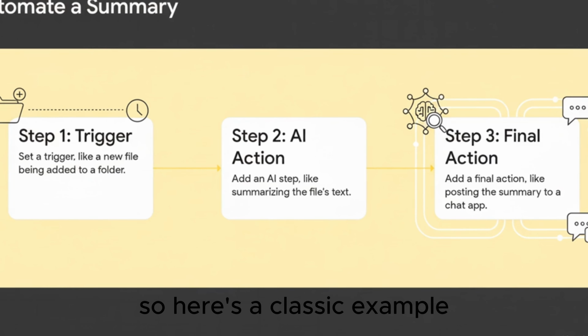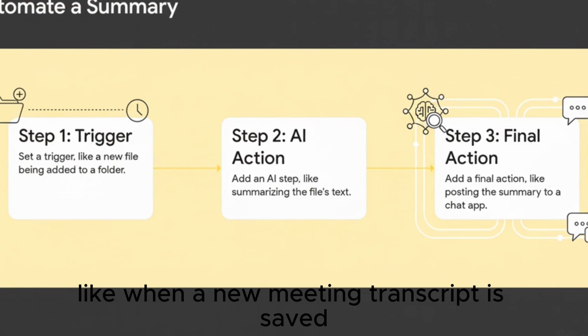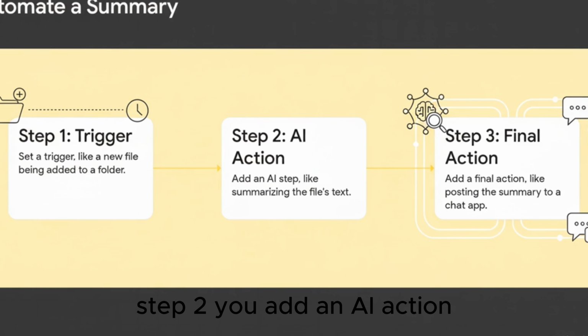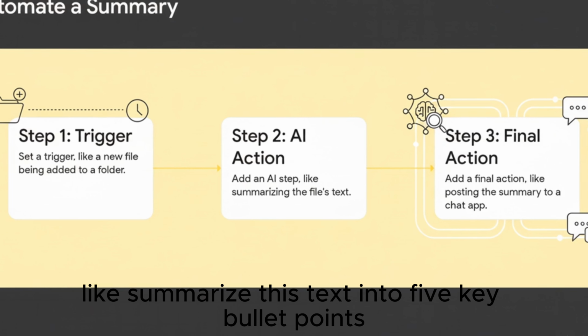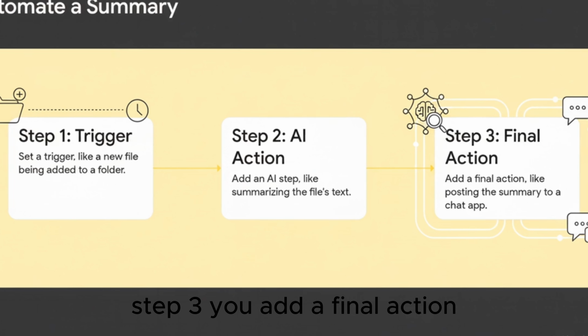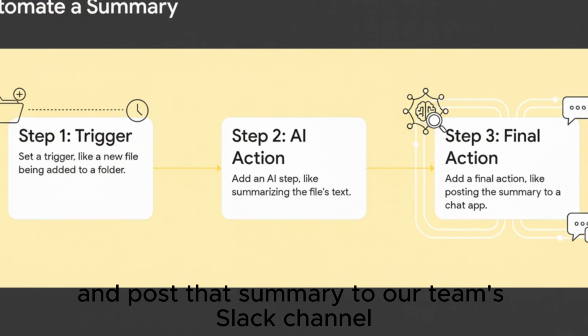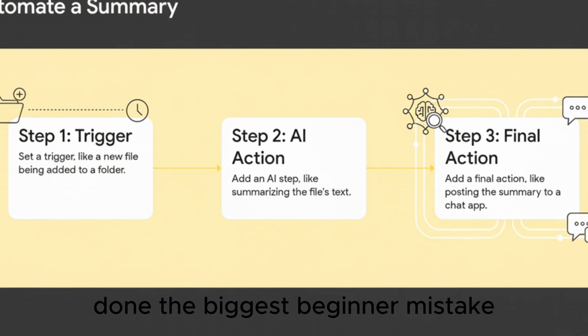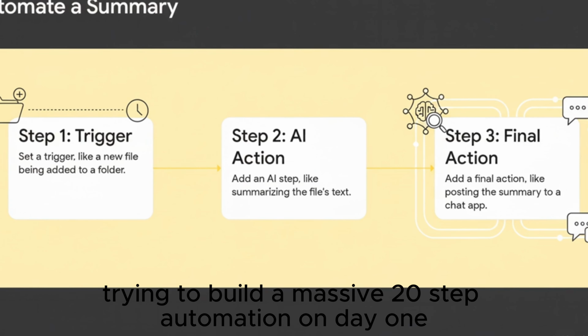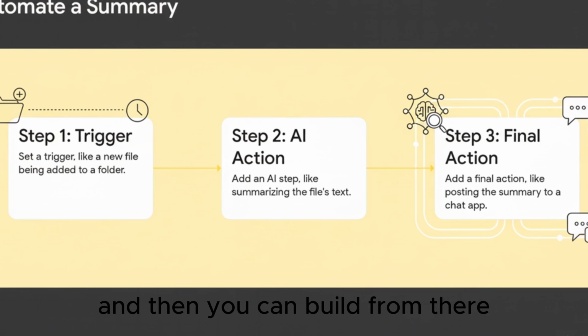So, here's a classic example. Step 1, you set a trigger, like when a new meeting transcript is saved in this Google Drive folder. Step 2, you add an AI action, like summarize this text into 5 key bullet points. Step 3, you add a final action and post that summary to our team's Slack channel. Done. The biggest beginner mistake? Trying to build a massive 20-step automation on day 1. Start small, make it reliable, and then you can build from there.